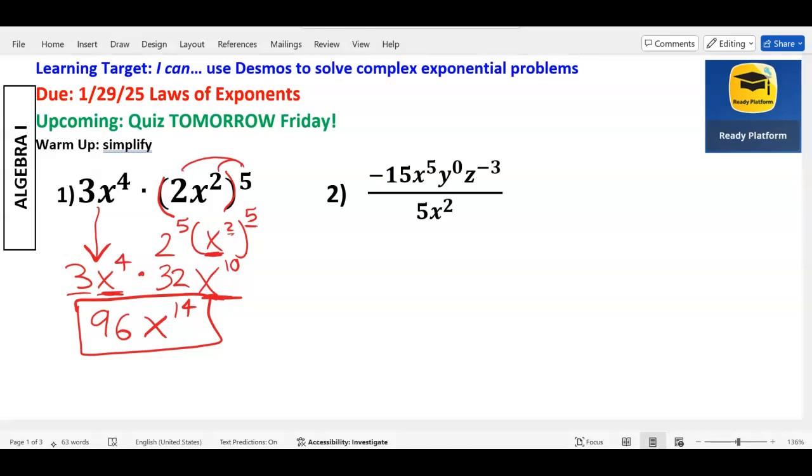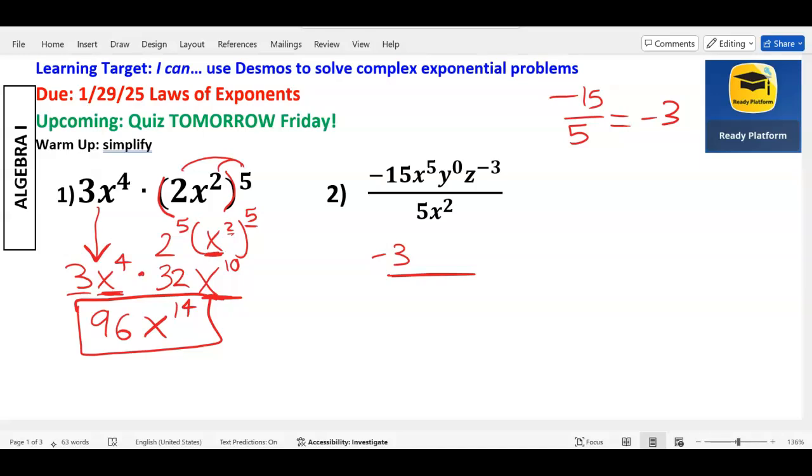All right, number 2. I have division, and I have 2 coefficients. So negative 15 divided by 5, I'm actually going to divide it. What is negative 15 divided by 5? If you type it into Desmos, it's negative 3. Well, that's going to go on top, negative 3.